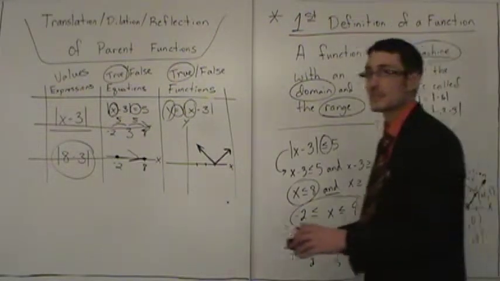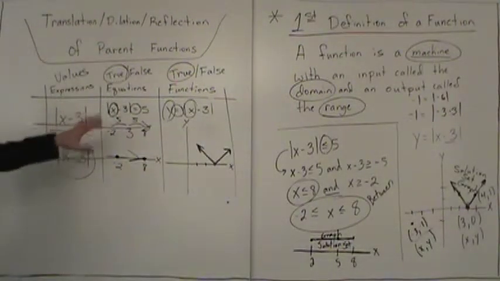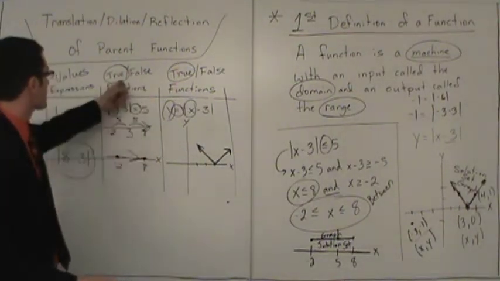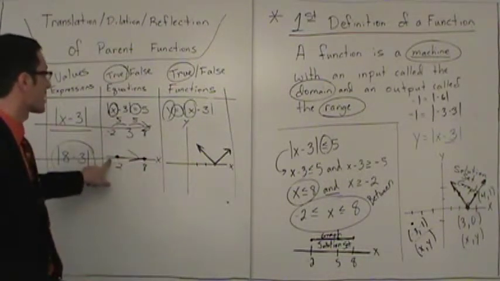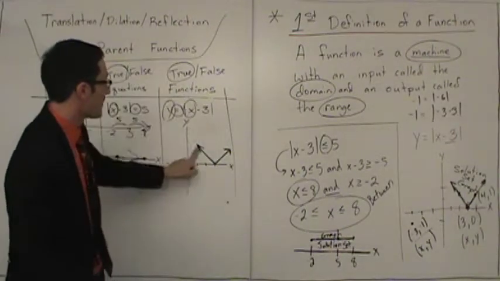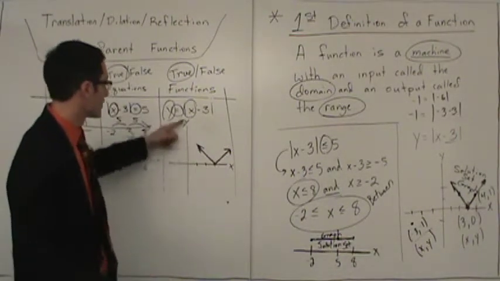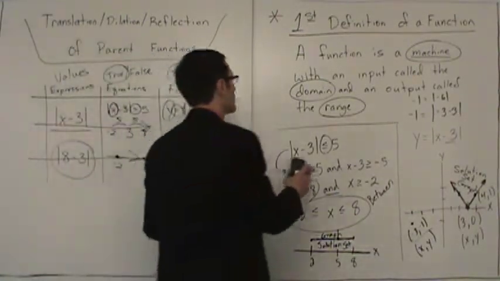All right, so again, recap. Expressions have values. Equations are true or false. We solve for the values that make it true, and we graph those values on a one-dimensional x-axis. Functions are true or false. We solve or we graph what makes them true, and we graph this on a two-dimensional grid because we have two types of variables. So hopefully that sums it up.